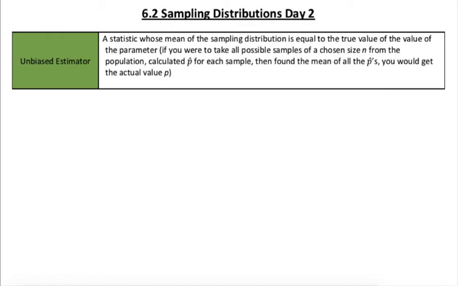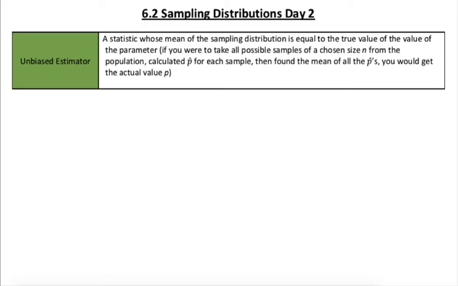One of the things that we're going to look at today is whether or not we know that we're actually creating something close to the true parameter. So an unbiased estimator is a statistic whose mean of the sampling distribution, so the center of the sampling distribution, is equal to the true value of the parameter.